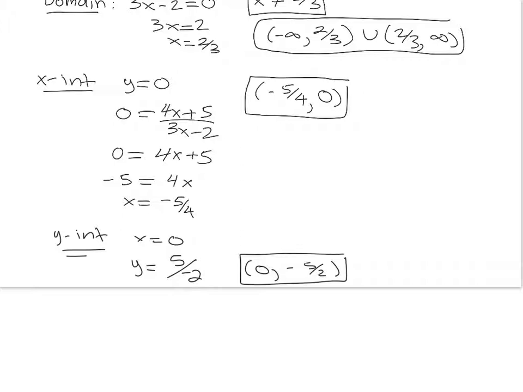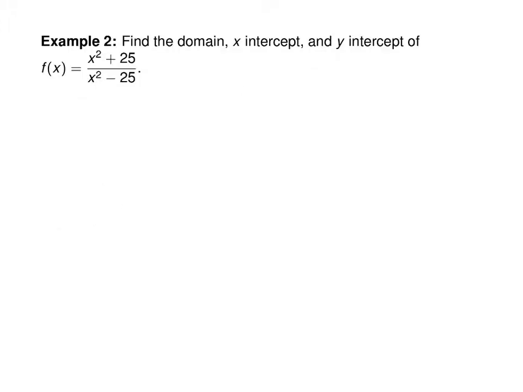So how is this one a little more complicated? You got squares instead of just single linear things, right? So first, to find the domain, we're going to leave out the number or numbers where x squared minus 25 equals 0. Yep, that's the same thing as x squared equals 25 and x equals plus or minus 5. So you're going to leave those two numbers out.